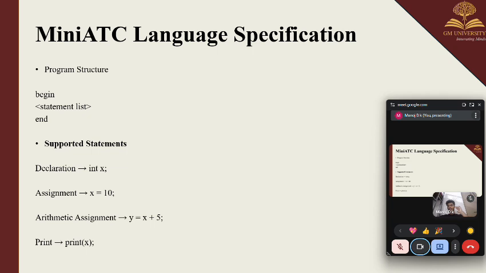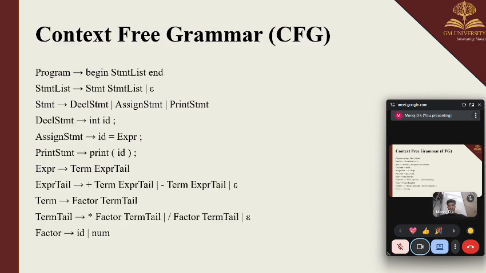Next slide. Context free grammar means CFG. The parser uses context free grammar rules to validate the program structure. For example, every program starts with begin and ends with end. Declarations follow a format like int id. Assignment follows the form id equals expression. An expression may contain operands and operators. These grammar rules help the parser verify whether the program syntax is correct or not.